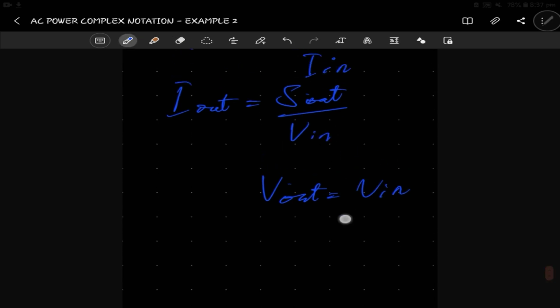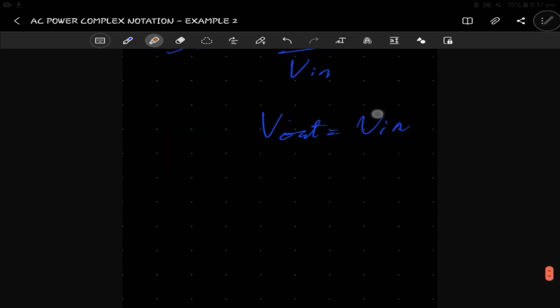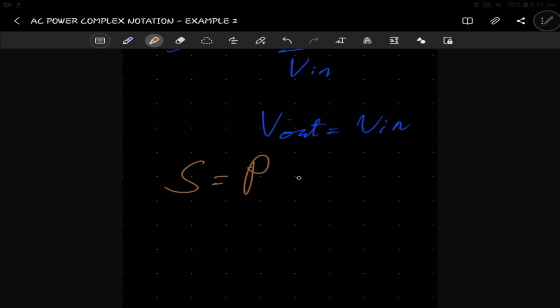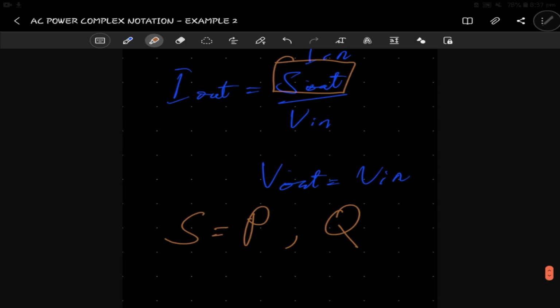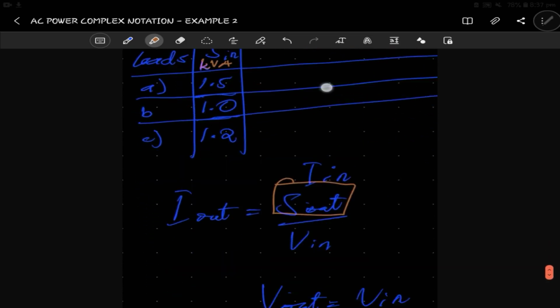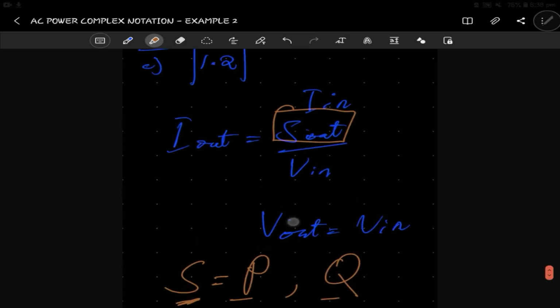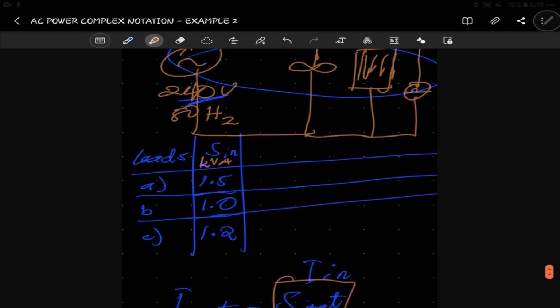So the only thing left is for us to find the S out. How do we do that? We know that S is composed of the power and the reactive power, and from each and every one of these, because we have power factors, we can find that. So we have to find these for each of these components and add them together in order to get our S, which is our apparent power. So let's go about it. Each of them has its own power factor already.